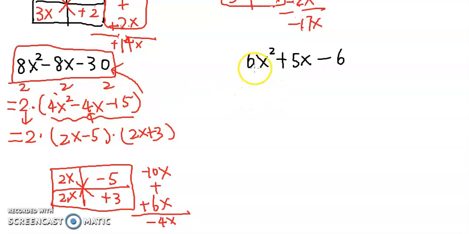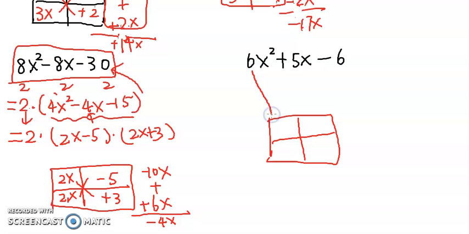Now, for the last example, first we look at 6, 5, 6. They don't have anything in common except 1, so there's no GCF. I can go ahead and do the box method. To break down 6, you have two options, either 1, 6 or 2, 3. To save time, I'm not going to try every possibility. I'll just tell you it should be 2, 3. 1, 6 is not going to work. But if you didn't know, you have to try all the possibilities. If you're lucky, your first try will be right. If you're not lucky, you may have to try all the other options, and finally you get the correct answer.